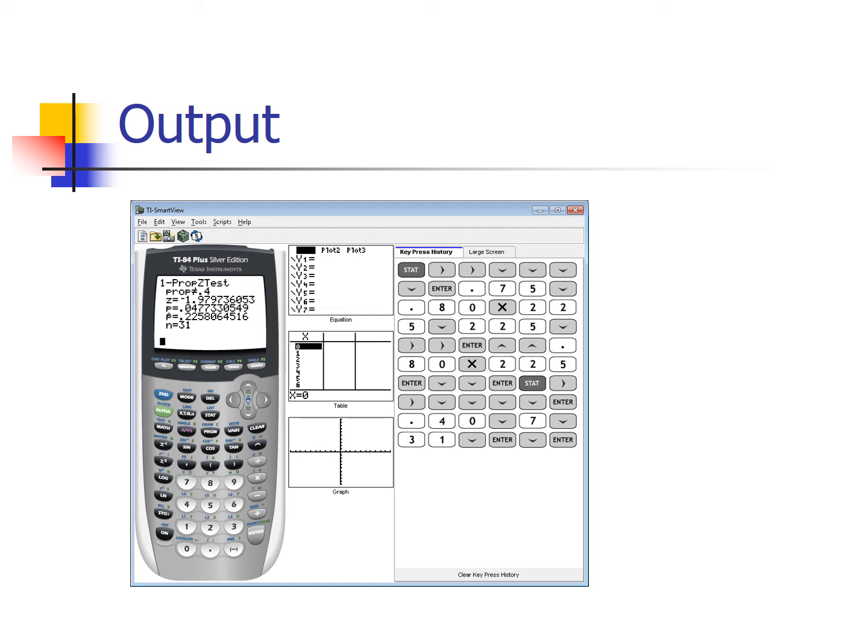So 22.5% is certainly less than 40%, but is it so much less than that we think it's very strong, very convincing evidence that the true proportion is something different than 40%? Is it far enough away? Well, that's what we need to explore.